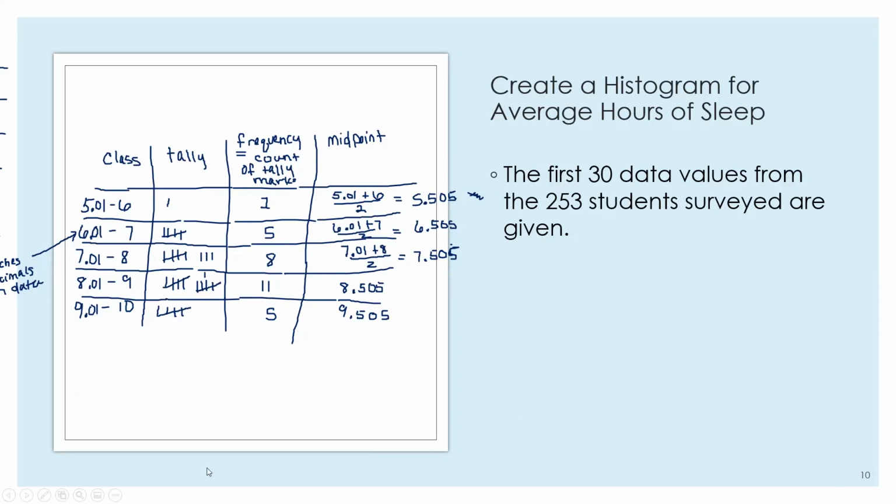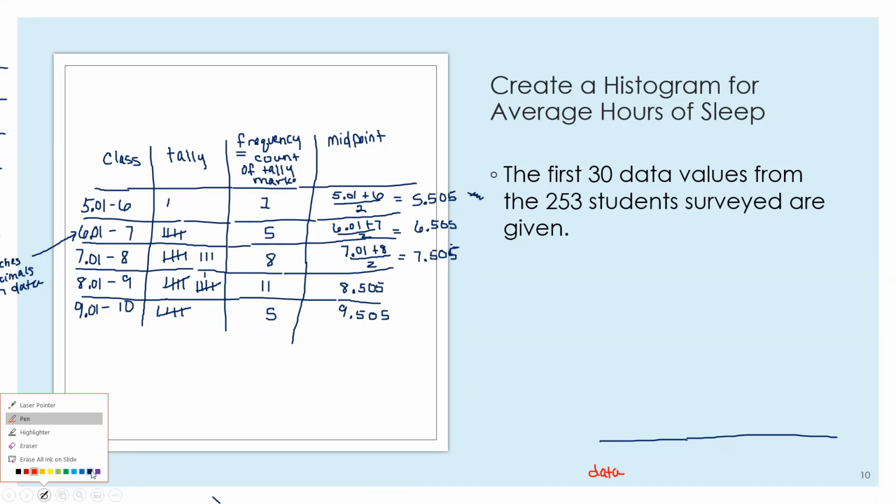So when I draw the histogram, the data itself is always going to go on the horizontal axis. I'm putting a horizontal line here, and I'm putting, let me use red, what goes here is the data. So when we think about our data in this scenario, the data that we looked at was the hours of sleep. And we had the hours of sleep for 30 students, and we organized them into their classes. So this is the hours of sleep. That was our data.